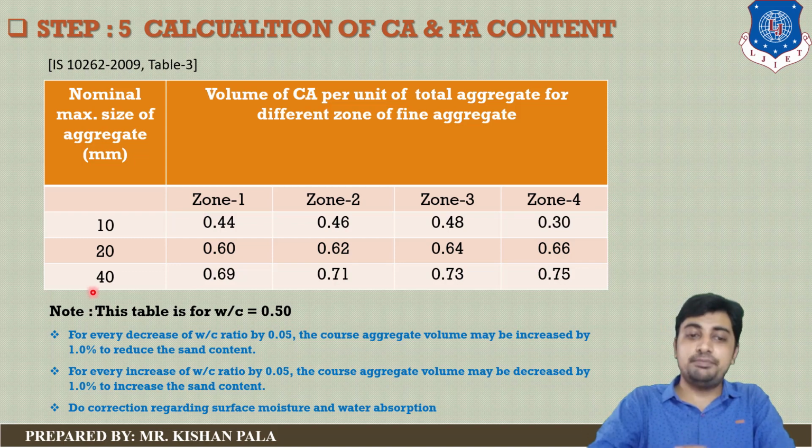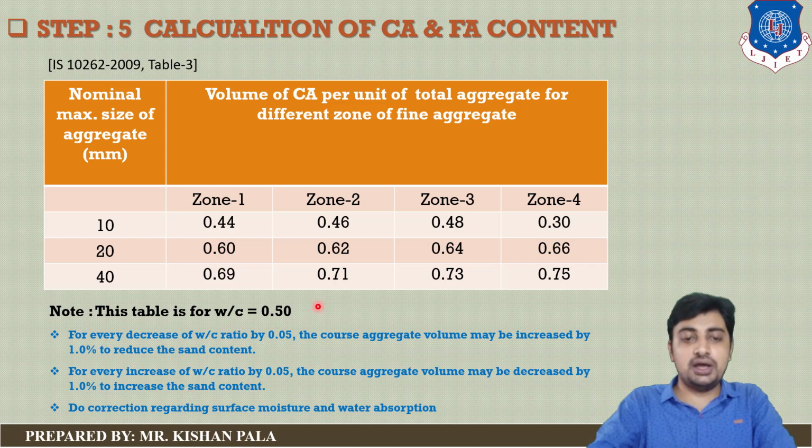And note down the important point: this table is for the water cement ratio of 50 percentage. It means this table is for the water cement ratio equal to 0.5. For every decrease of the water cement ratio by 0.05, the coarse aggregate volume may be increased by 1% to reduce the sand content. And for every increase of the water cement ratio by 0.05, the coarse aggregate volume may be decreased by 1% to increase the sand content.